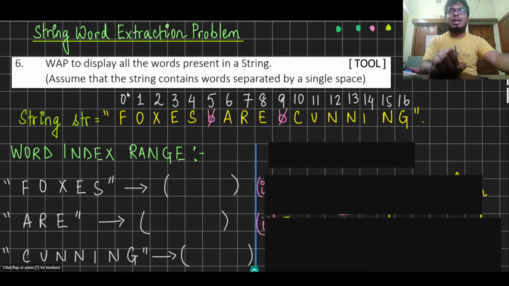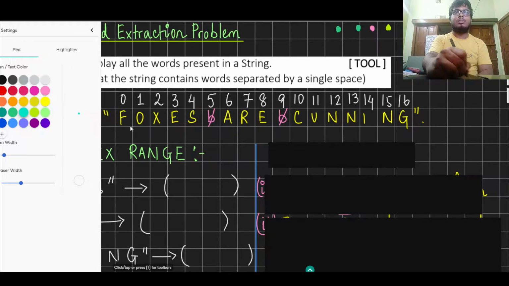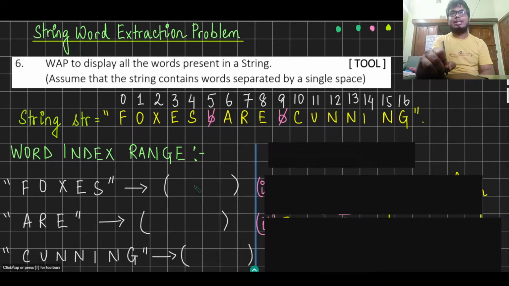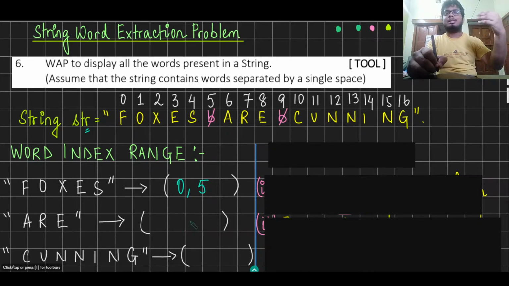So foxes has a start index of 0 and it has an end index of 5, a stop index of 5. Now, why am I writing stop index as 5? Because these are the indexes that are required to extract the word foxes from the string str using the substring library method. All right. So similarly, this is a challenge for you.